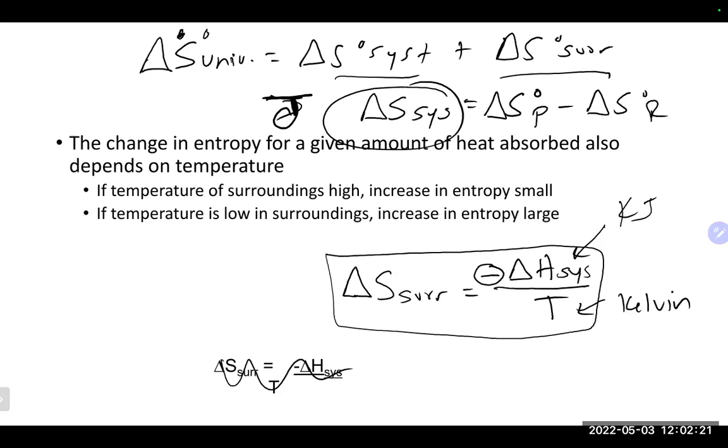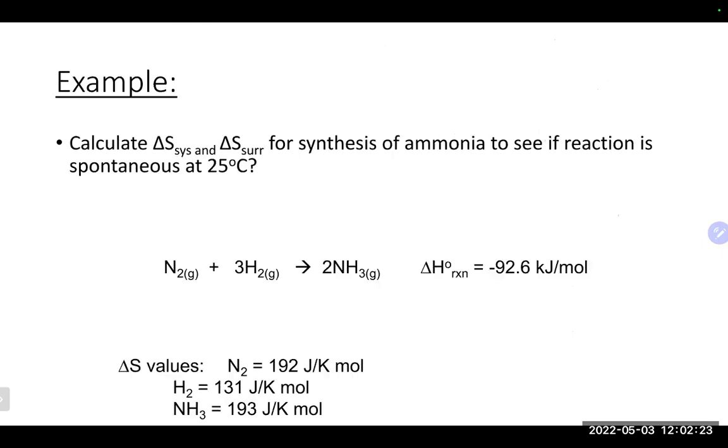So why don't we try one here and see what we come up with. For this reaction here, the delta H is given to you. And again, these are our table values down here for our delta S. Why don't you calculate the delta S of the system, the surroundings, and perhaps the universe would be good as well here. And determine whether or not this reaction is going to be spontaneous. So take a couple minutes, see what you come up with. Just 3 things.